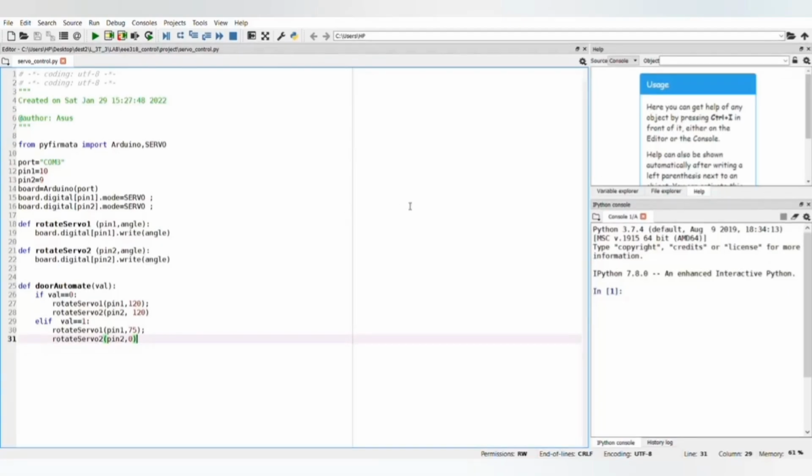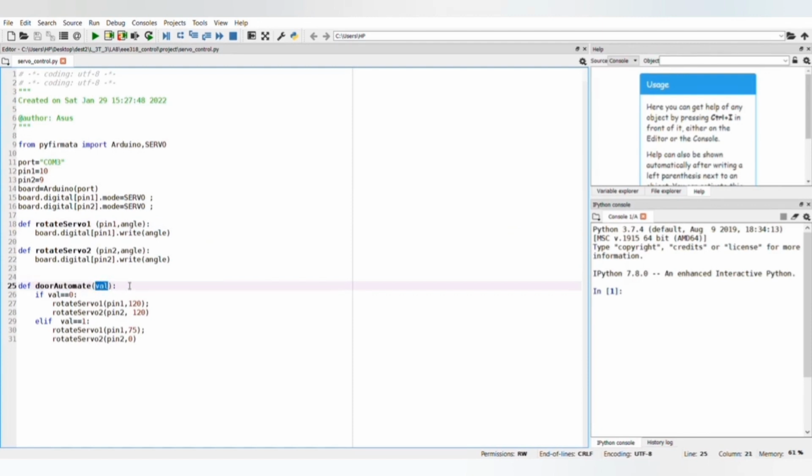Now we look at the Arduino code. We connect the first servo to pin 10, which will control the barrier, and the mask distributor servo is connected to pin 9. Their operations are controlled by the rotate servo function, which takes the angle of the motor as an input. This input is generated from the door automate function, which takes the model's result as input.